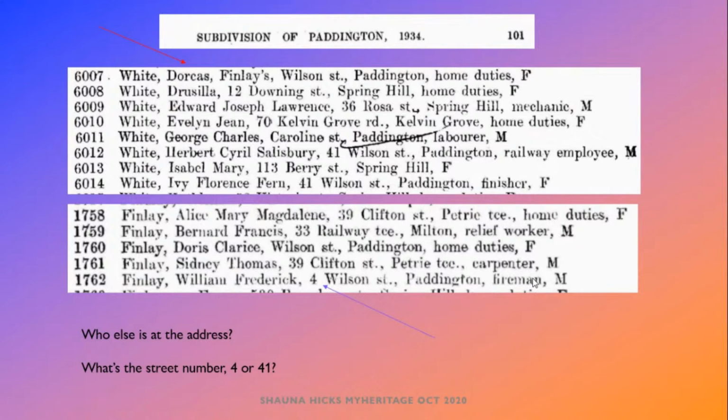And also, streets change. So I went looking for Wilson Street in Google Maps because I wanted to see, was 41 Wilson Street still there, assuming no number change?